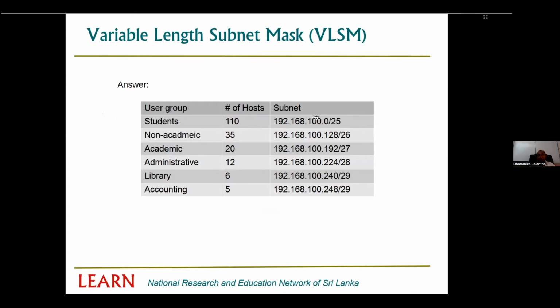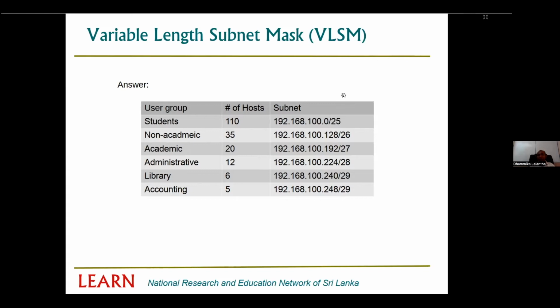This subnet has the IP address range from 100.0 to 127. That is the address range for this requirement. The next subnet comes from 100.128 to 100.191. Likewise, subnets will be assigned to these requirements.